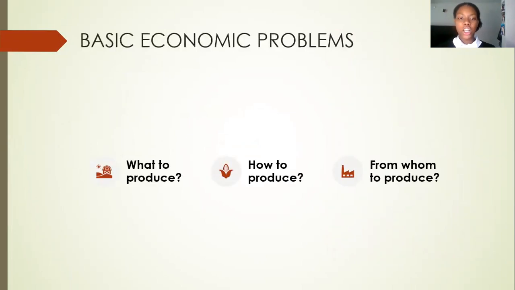Basic economics is what to produce, who to produce, and from whom to produce it. These are the basic economic questions. This is basically saying what products are you supplying, how can you supply those products, and who is your target market.